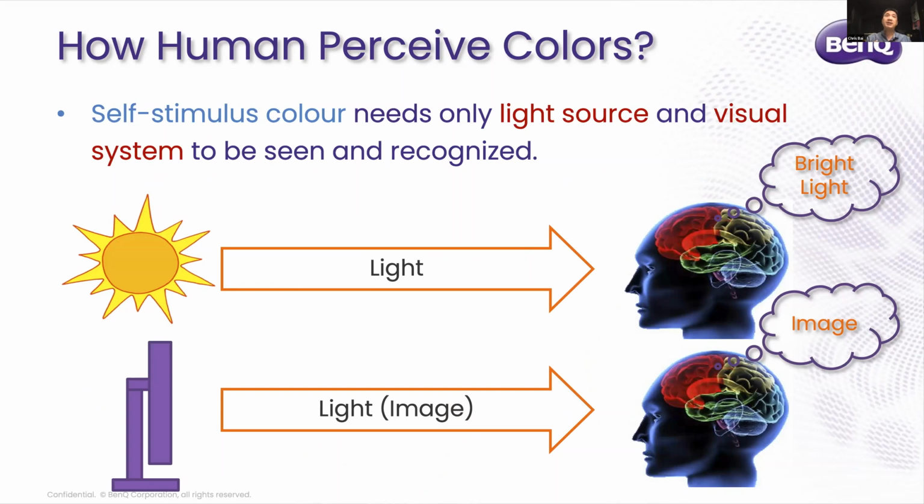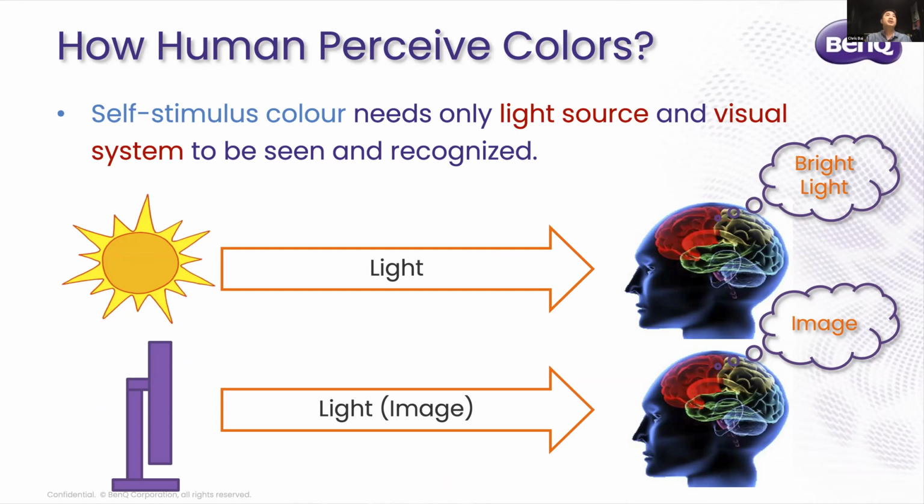What does that mean? When you see a light source, for example sunlight or a lamp, it doesn't need an object. It just needs the light itself to be recognized as a bright light. And for example, a display, whether it's a monitor or a cell phone, only needs the light source itself. The display will show an image, so you look at the mobile phone and see the image by only looking at it. It doesn't need an object. So this is called self-stimulus color.